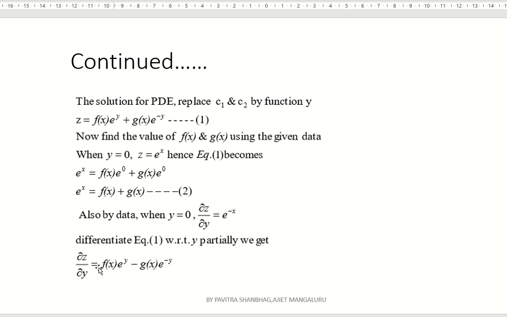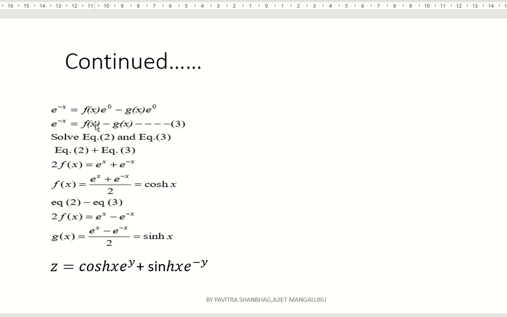Again replace the condition. What is the condition? y = 0 and ∂z/∂y is e^(−x). Now replace that condition. So f(x) − g(x) will be e^(−x). Now add both equations.